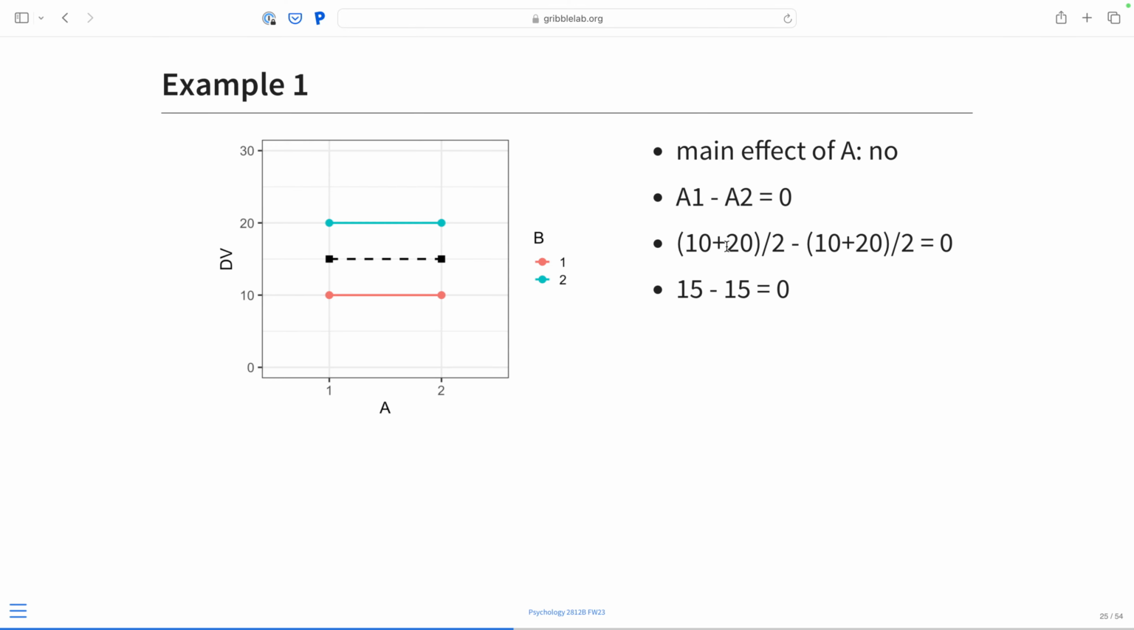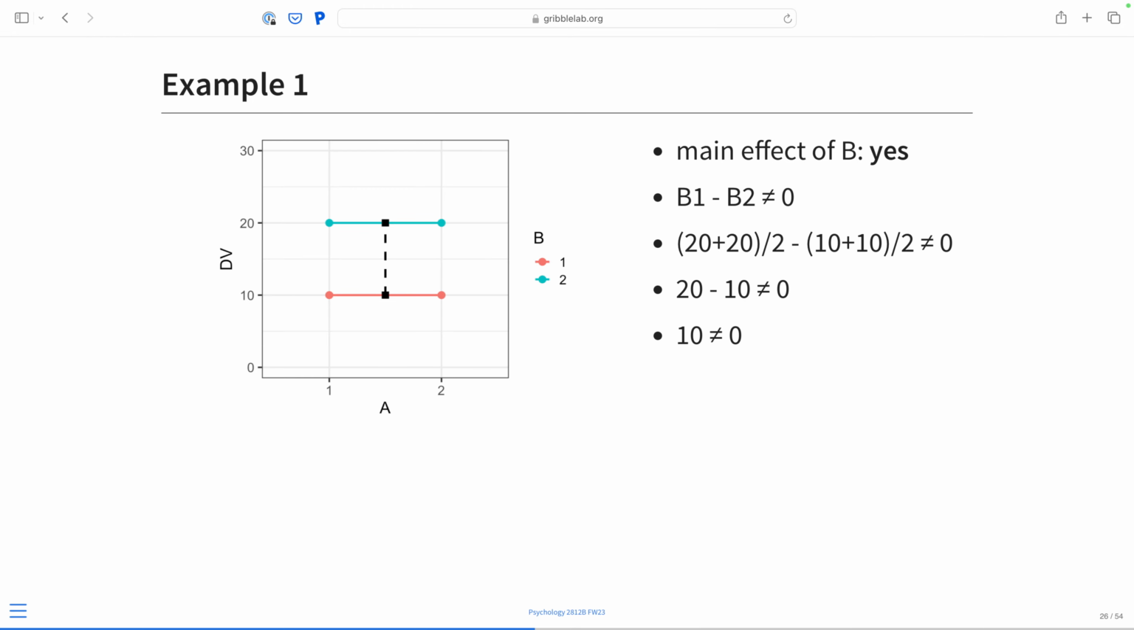And I'm just eyeballing numbers here. This might be 10 plus 20 divided by 2 is 15. This is also 10 plus 20 divided by 2 is 15. Is 15 different than 15? No. 15 minus 15 is 0, so no main effect of A.